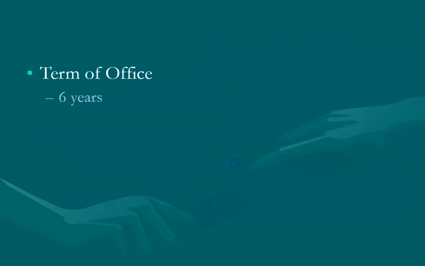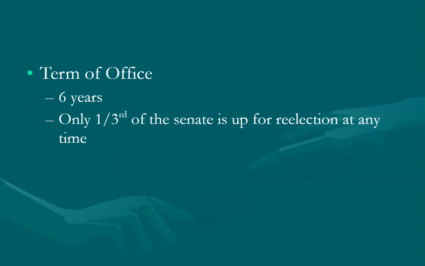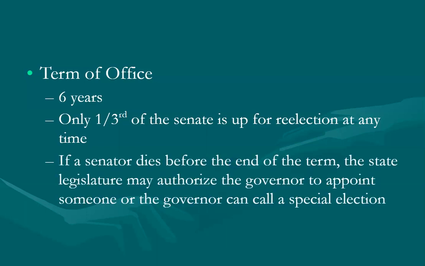Terms of office. Now, they are senators for 6 years. Only 1/3 of the Senate is up for re-election at any time, so it's staggered. So this coming election year, 1/3 of the Senate will be up. And then 2 years later, a different third of the Senate will be up. And then 2 years after that, a different third of the senators will be up for re-election.